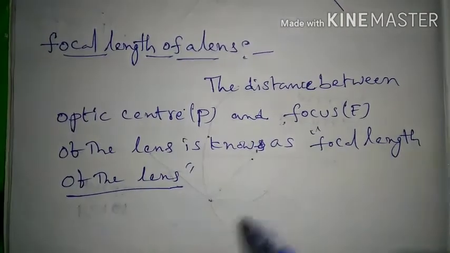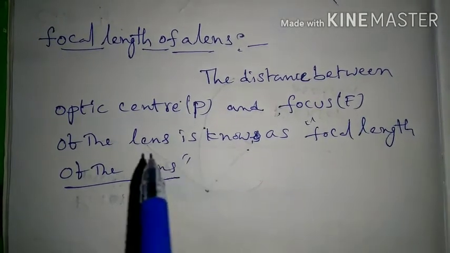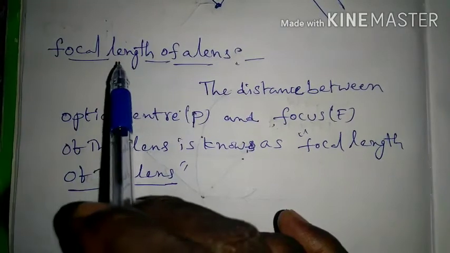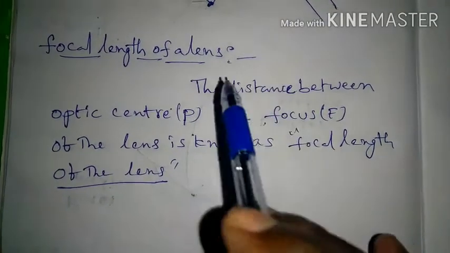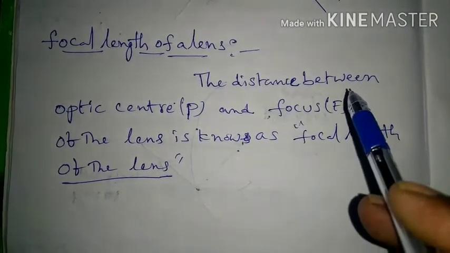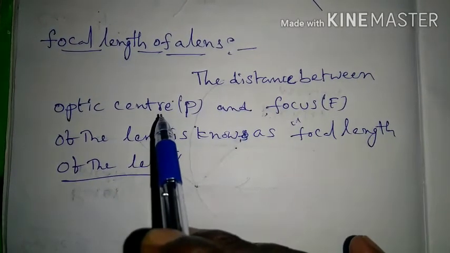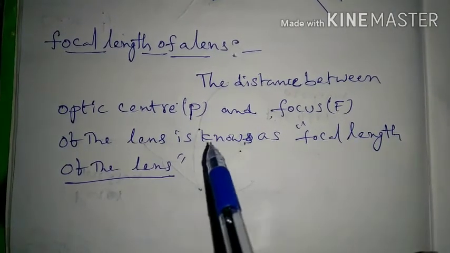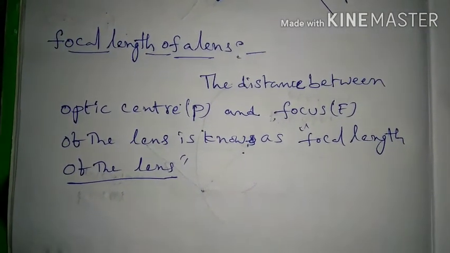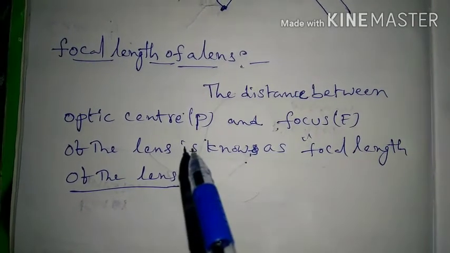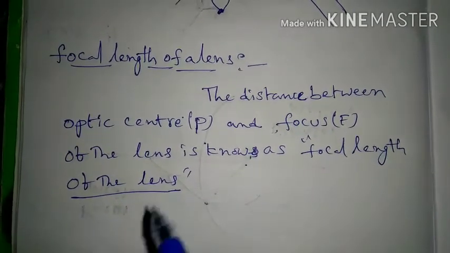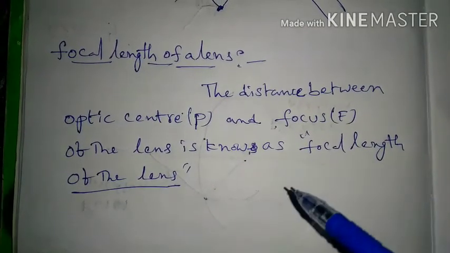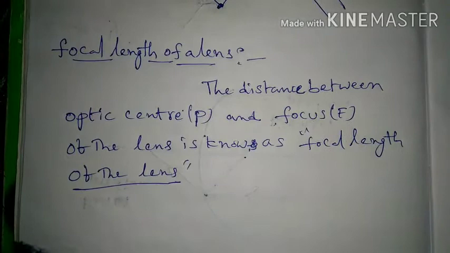I have written the definition. See the definition. Define focal length of the lens. The distance between optic center and focus of the lens is known as focal length of the lens. This is the definition: the distance between optic center and focus is called focal length.